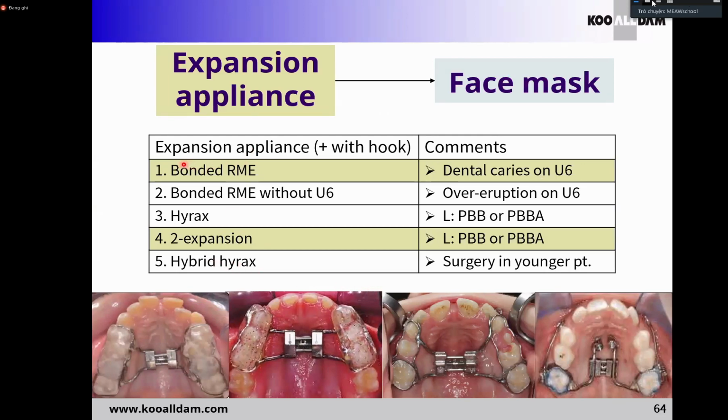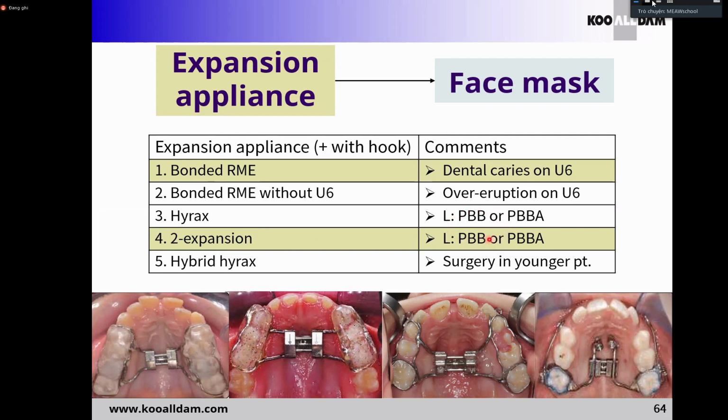When you consider an expansion appliance, you may think of the banded RME. The main problem is dental caries on the upper permanent molar. Second, banded RME without tooth number 6, which means an over-eruption of the upper first molar. And also Hyrax, at that time, or first two expansion, rapid expansion.